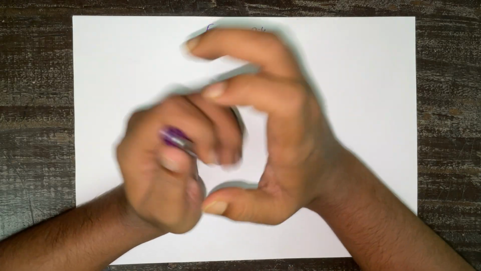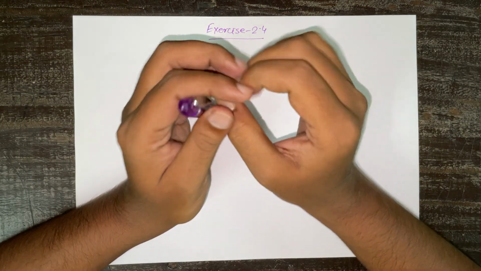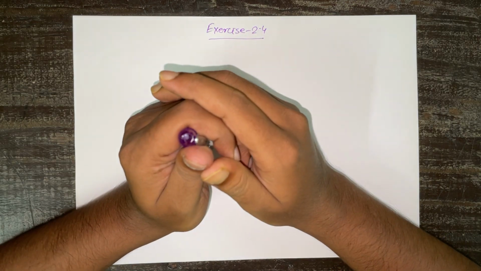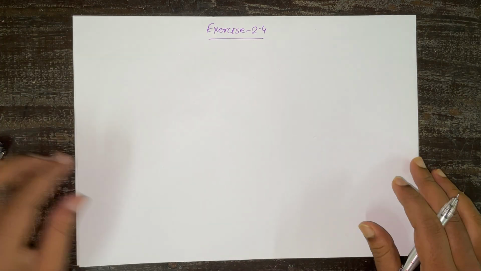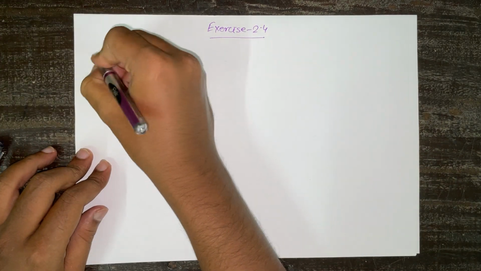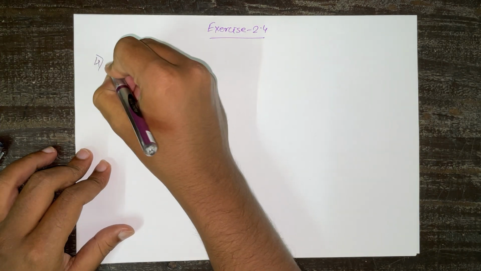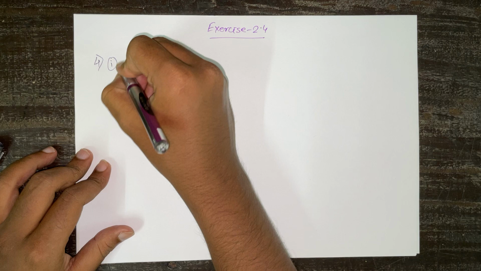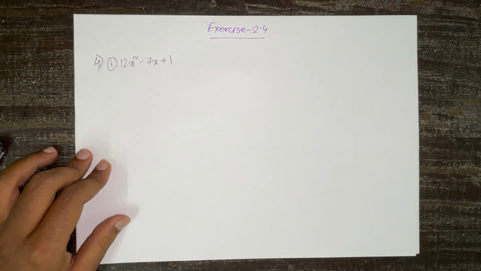Hello everyone, welcome to another video of General Mathematics of class 9, and we are going to continue with exercise 2.4. So we'll start from question number 4, which is the middle term factorization, and see how to do them. So number 4, what we have is, suppose let us start with number 1, and we have 12x square minus 7x plus 1. So how do we factorize this?